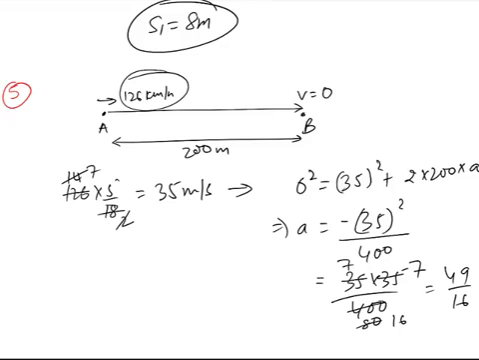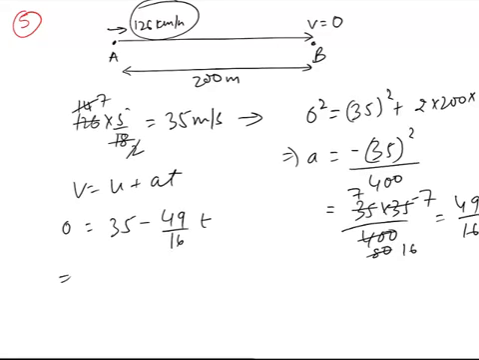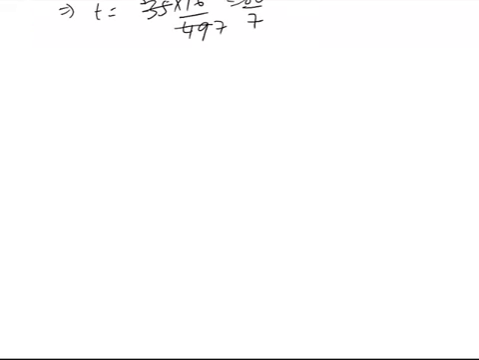For safety, let's calculate the time also. For that we have to apply v equals u plus at. Final velocity is 0, initial velocity 35, and acceleration we are getting is minus 49 by 16 into t. So t is nothing but 35 into 16 over 49, 7 into 5, 7 into 7, 80 over 7. That will turn out to be around 11.4.